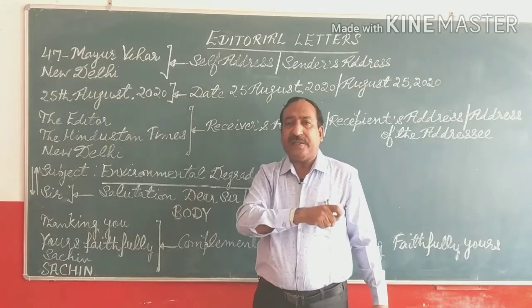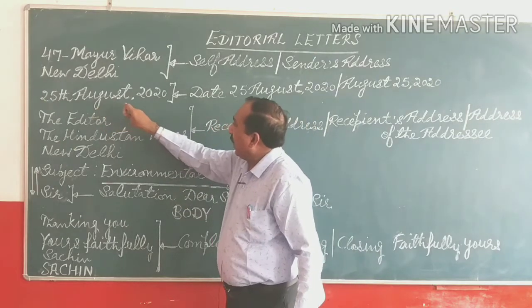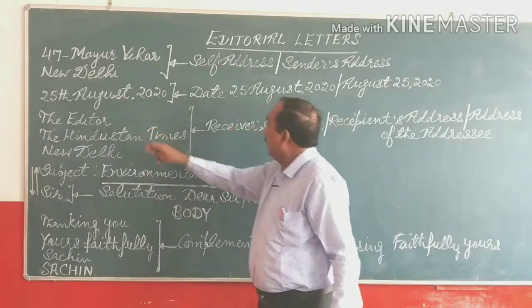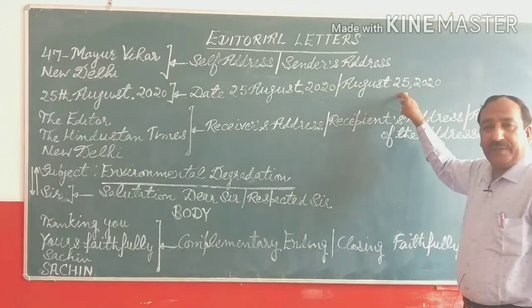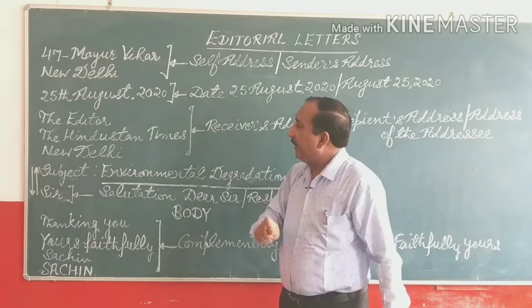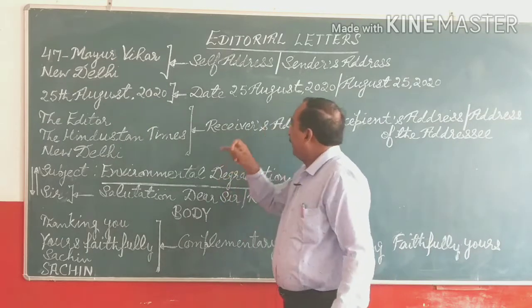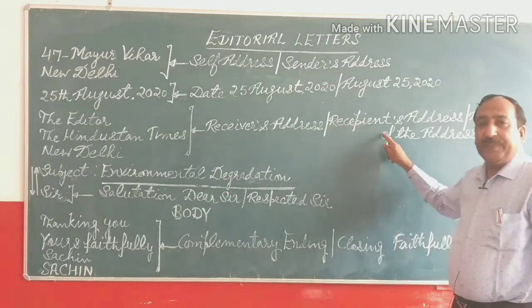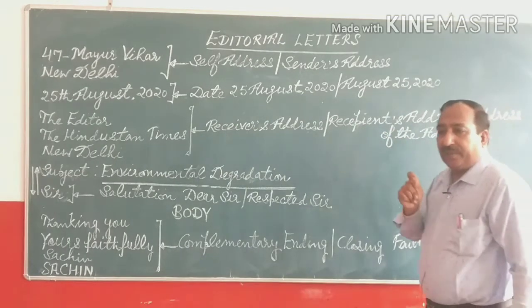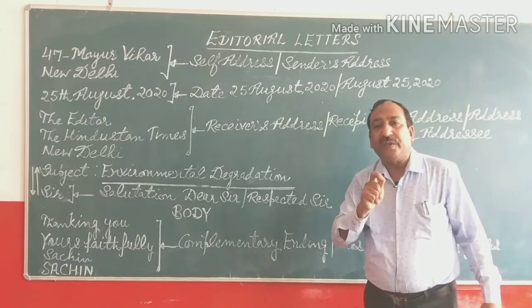After the sender's address, we have to write the date, see, 25th August 2020. We may write the date in this way, or that way. After that date, again we have to leave 1 line. Below the date, we have to write the receiver's address, the recipient's address, the address of the addressee. That means we have to write the address of the person to whom we are going to write.